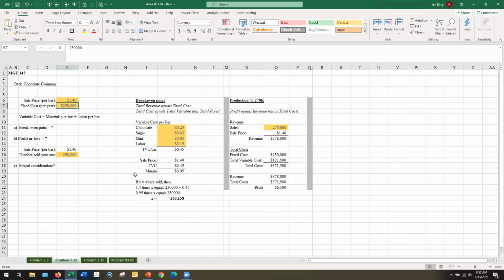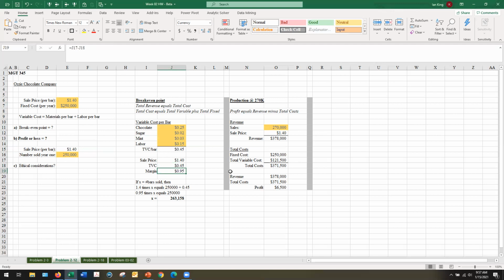So what I had to do is come up with variable cost per bar. Well, they give it to you there. Chocolate, 25 cents a bar. Sugar, 2 cents a bar. 3 cents a bar for mint. Labor is 15 cents a bar. All variable costs, because they vary depending on how many bars you make. Sale price is $1.40. Total variable cost is 0.45. The difference is 95 cents.